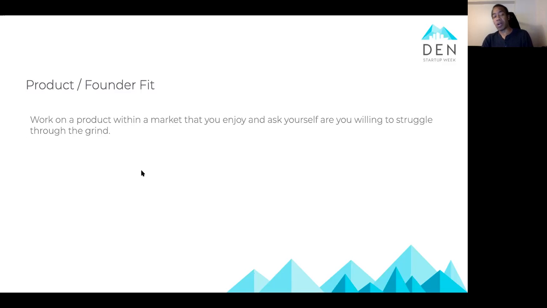One thing to think about when you're building this product: do you like the industry you're working with? Are you willing to struggle through the grind? There are going to be times at the beginning when you're really excited about it, and times near the middle when you're not. During those times in the middle, if you really enjoy working with your customers, it's going to help you sustain yourself through that point of struggle, that grind. So it's really important to consider that.